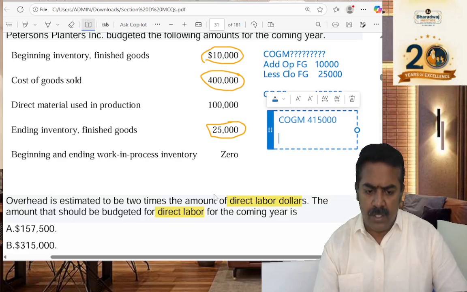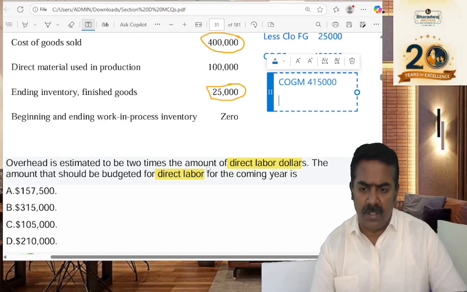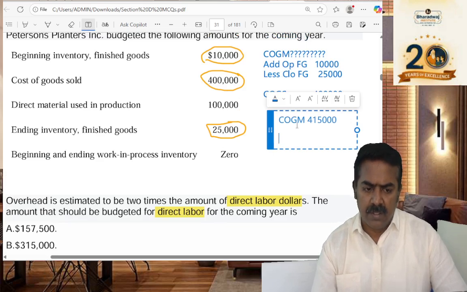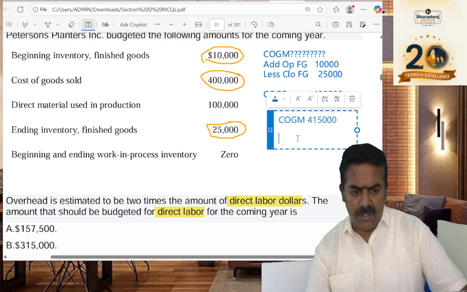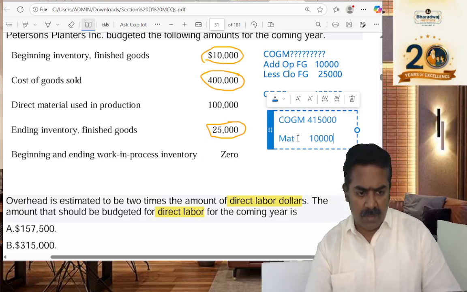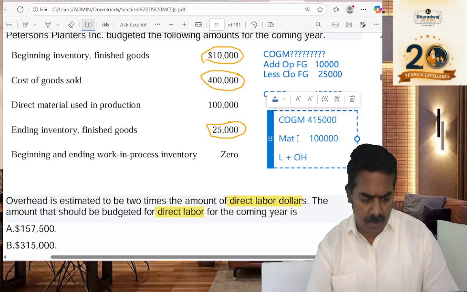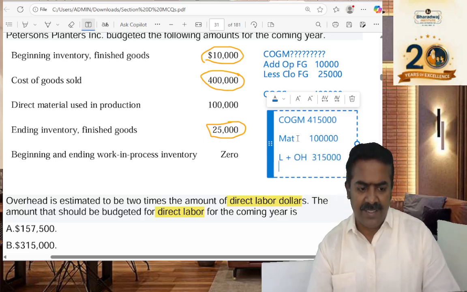Overheads are estimated to be 2 times of which one? Direct labor. Direct labor is given to us. Material used we can reduce. How much material is used? 3,15,000 is equal to 1 lakh. So this is labor plus overheads. Labor plus overheads is 3,15,000.